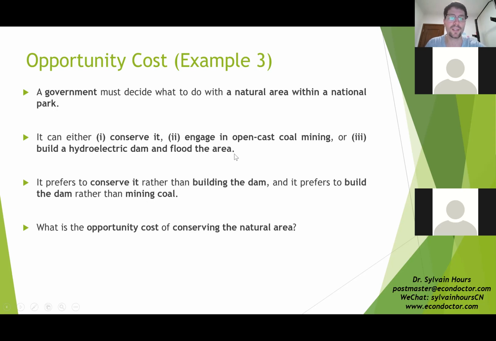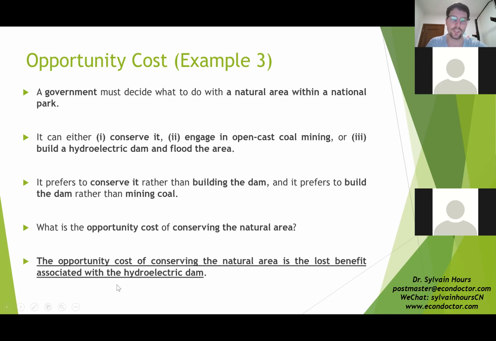You rank them from best to worst. So the best is to conserve it. What is the opportunity cost? The lost benefit of the second best alternative, which is here to build the dam. Okay. So you see 3 simple examples, 1 for each type of economic agent.